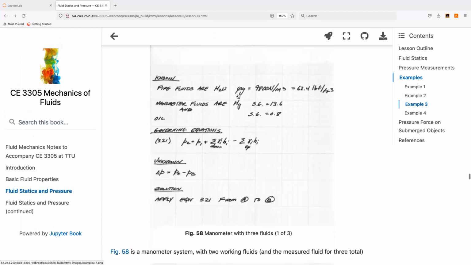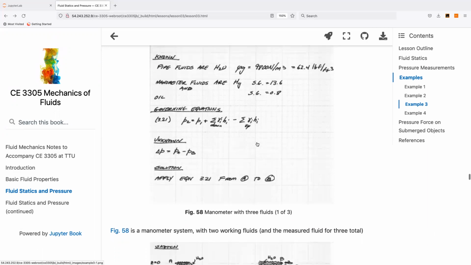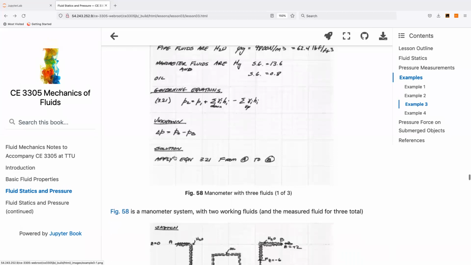Our governing equations are essentially the hydrostatic pressure equation, slightly modified to handle different fluids. So the pressure at position 2, in any case, is equal to what you start at, plus the sum of all the downward increases in pressure, minus the sum of all the upward changes in pressure. And you see these i subscripts keeping track of what fluid is in. Let's see how it manifests. The unknown is the change in pressure between the 2.